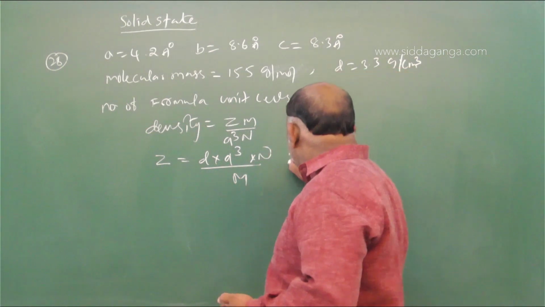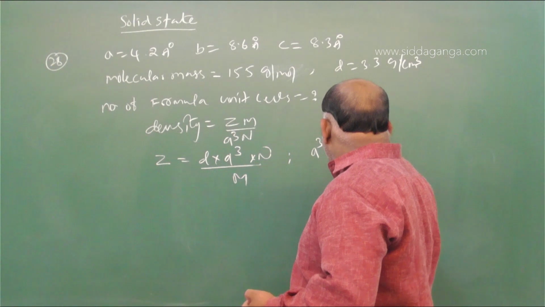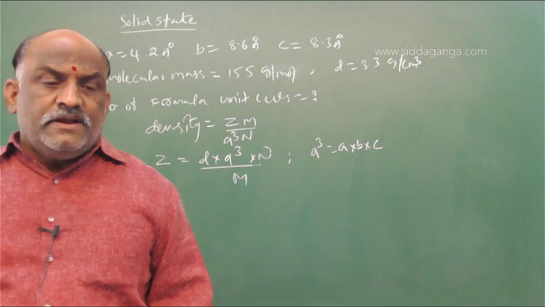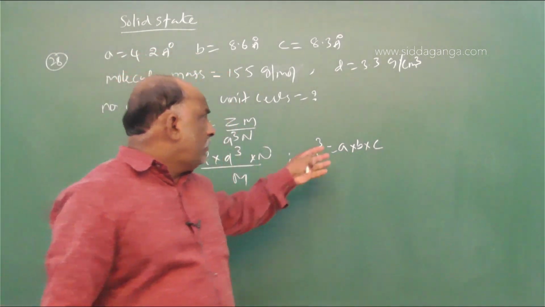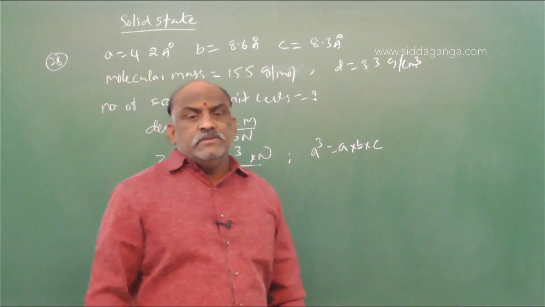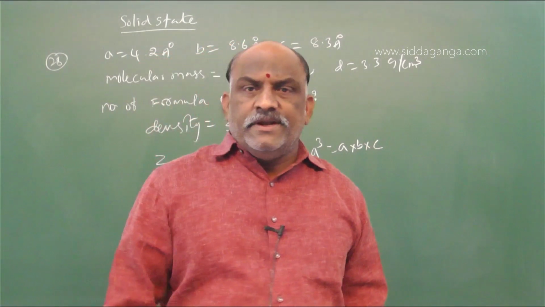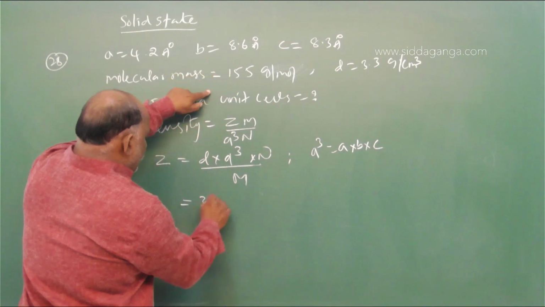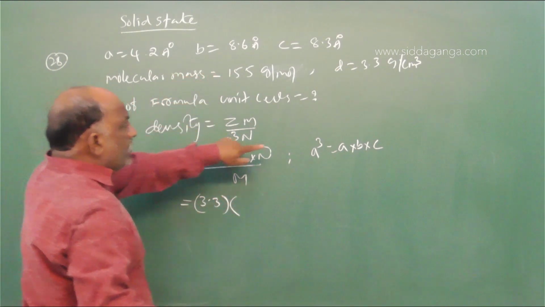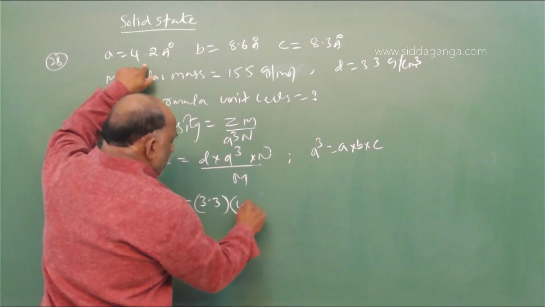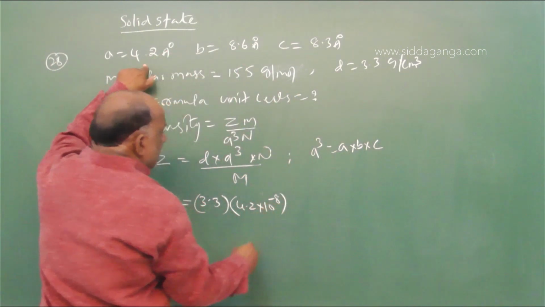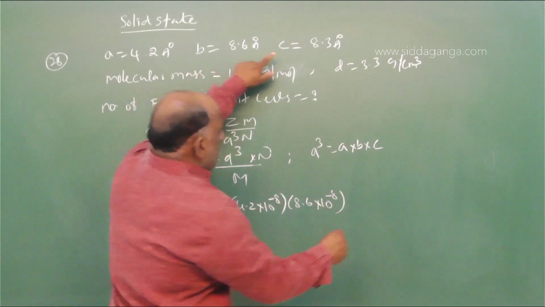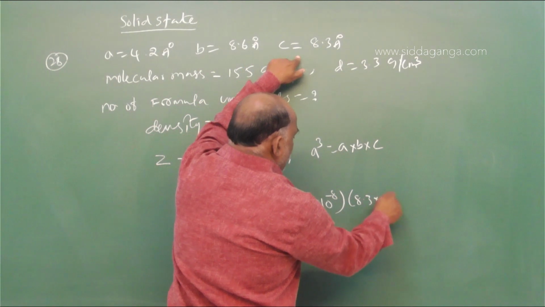So what is A cube here? A cube is equal to A into B into C. That, you convert, since it is given in angstrom. One angstrom is equal to 10 power minus 8 centimeters. Clear? So substitute: density value is 3.3 into A cube. A value is 4.2 into 10 power minus 8, B value 8.6 into 10 power minus 8, C value 8.3 into 10 power minus 8.